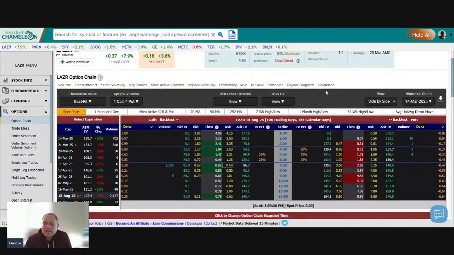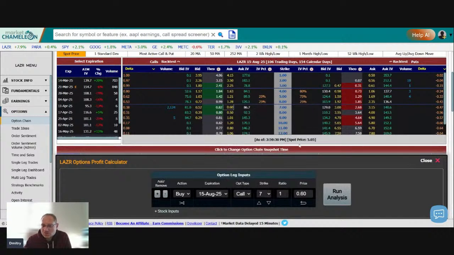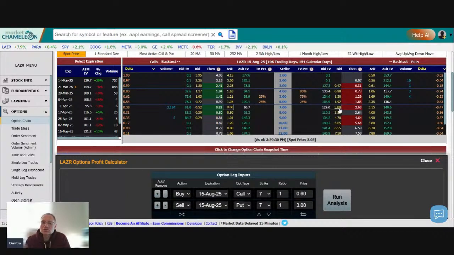So if you're buying a call for 60 cents on the 7 strike, and if the stock went up, let's say to $10, well, you would end up buying the stock at the strike price of $7 plus 60 cents. So that would be $7.60. And let's say you sold the put at $3. So if the stock went down, you'd buy the stock at $7, plus you received $3 for it, so it's like $4. So look what that would look like.